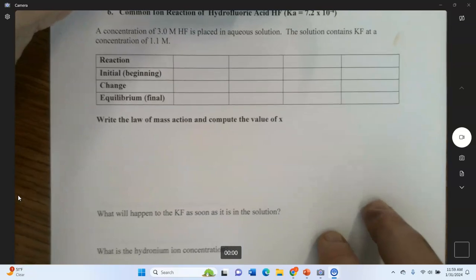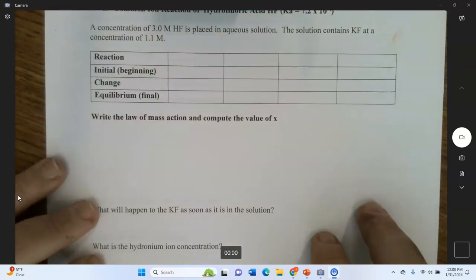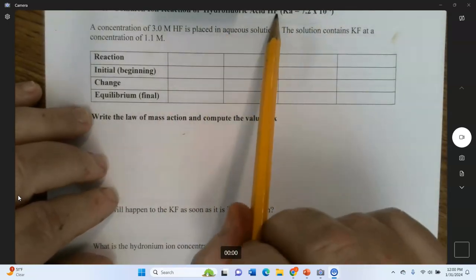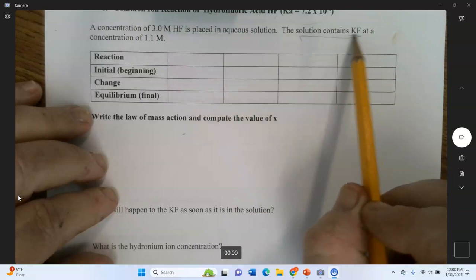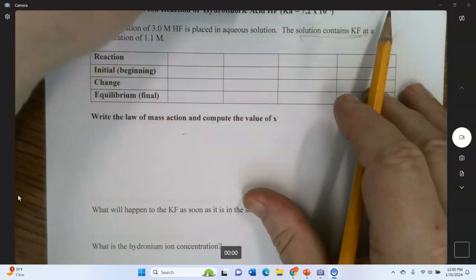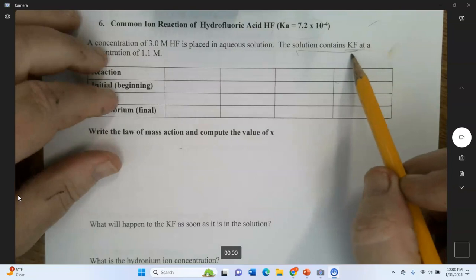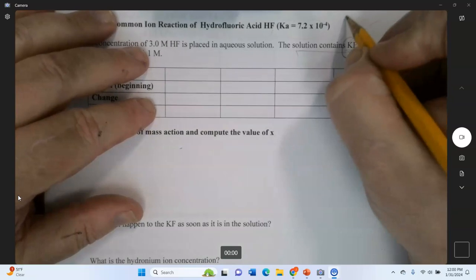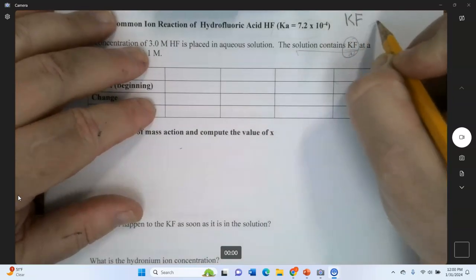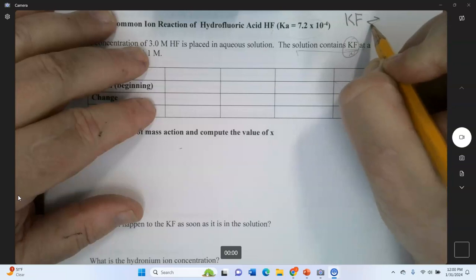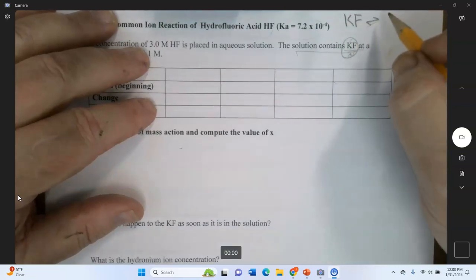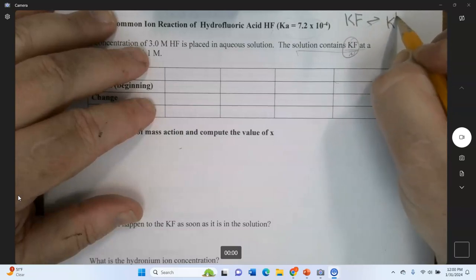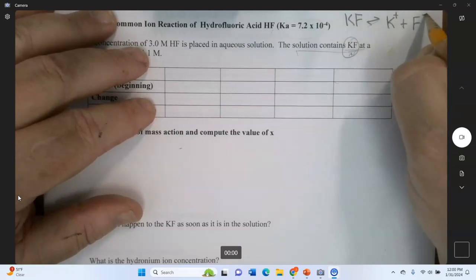Okay, now we're going to do one with a common ion. All right, so we have the same situation, same Ka, same HF, but now the solution contains a common ion, KF. Now, if you look at your solubility rules, potassium will dissolve 100% with anything, totally. So that means this reaction could be written as this, KF. It's reversible. Well, really, it's not so much. It won't come back together. It doesn't matter. So that's going to produce a K plus ion and an F minus ion.